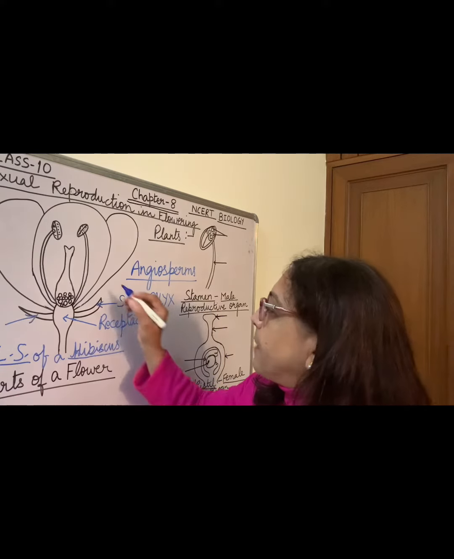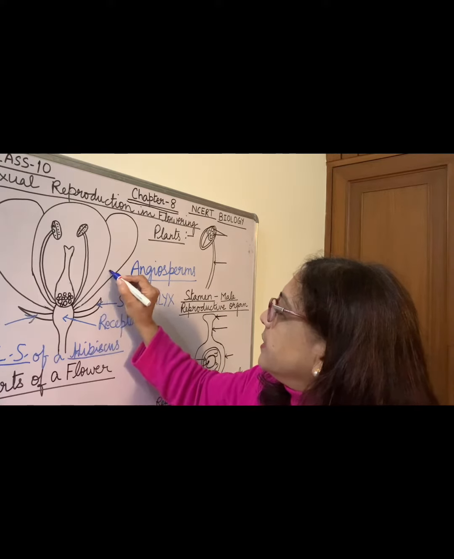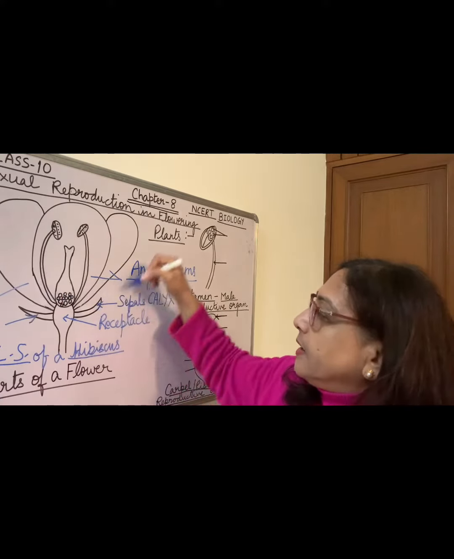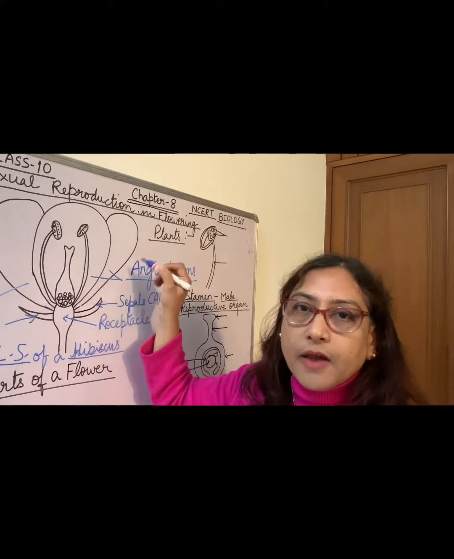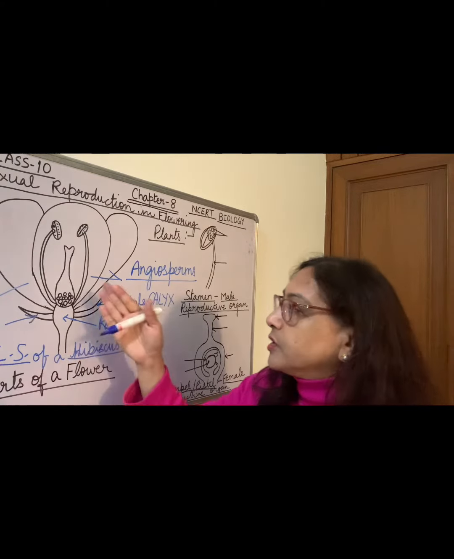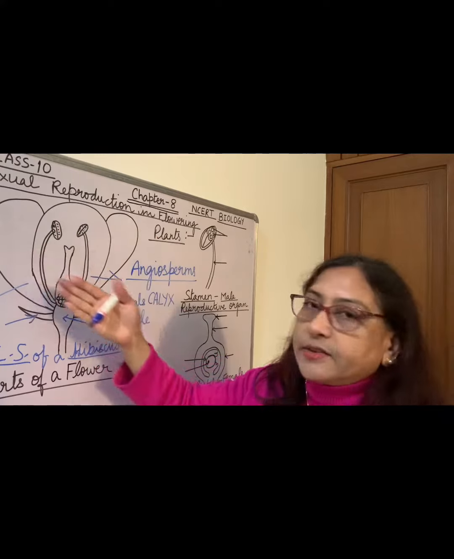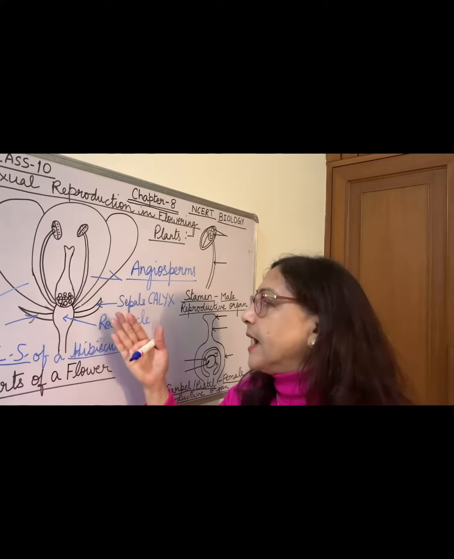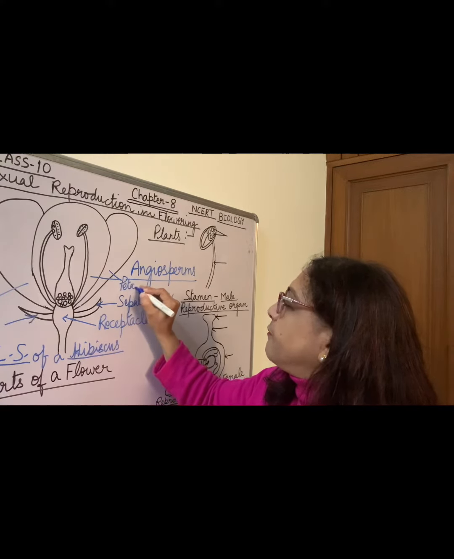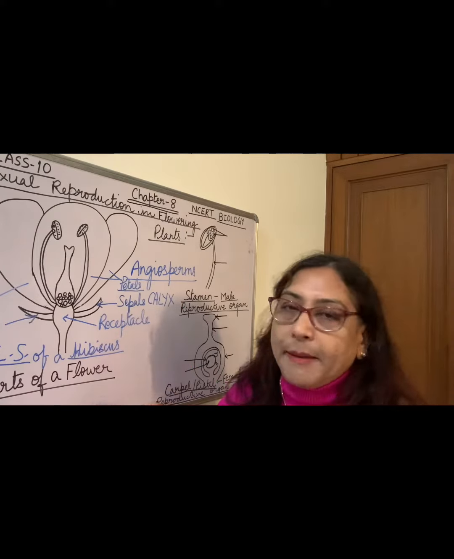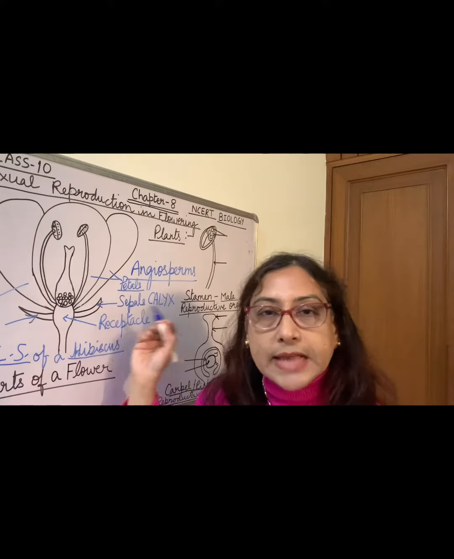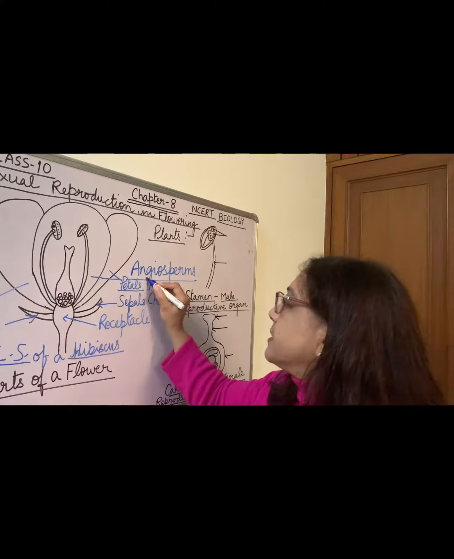Then we come to the next part. As you can see here, these are all the colored parts of the flower which are forming a ring inside the sepals. So these colored leaf-like structures are forming a ring inside the sepals. They are known as petals. A flower can have a different number of petals. Now this ring of the petals inside the sepals is known as corolla.